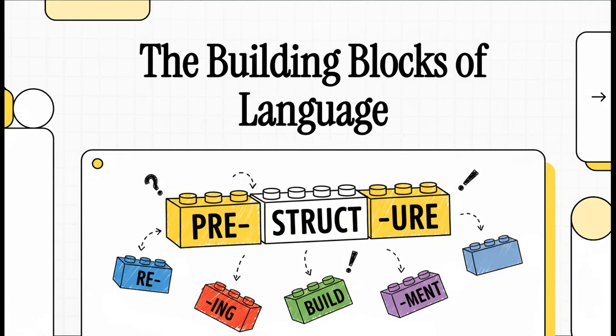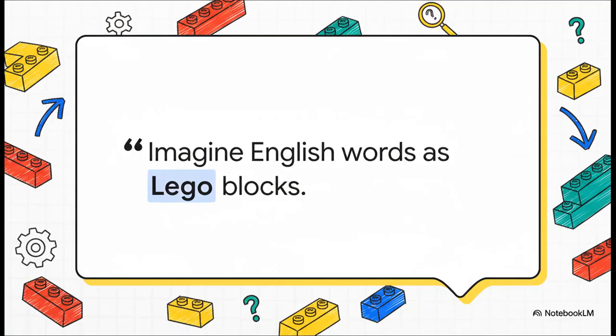Hey, what if I told you that some of the longest, most intimidating words in English are actually just like Legos, built from these really simple, reusable blocks? Today, we're going to break down the science of how words are put together. And seriously, this one idea changes everything. It means you don't have to memorize thousands and thousands of words one by one. Nope, you just have to learn how the pieces fit together.